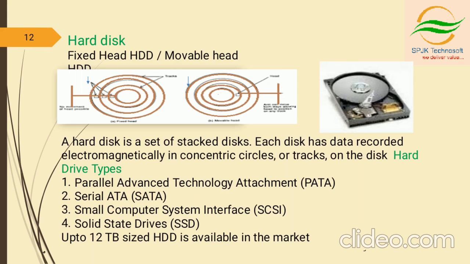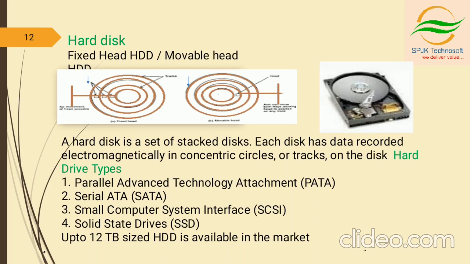Coming to the hard disk. Hard disk is one of the secondary storage devices. In this, there are fixed head HDD and movable head HDD, hard disk drive. A hard disk is a set of stacked disks. Each disk has data recorded electromagnetically in concentric circles on the disk. These concentric circles are called tracks. In the hard disk, we can store the data. It is available on the CPU.